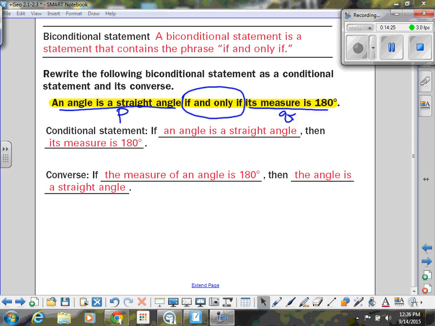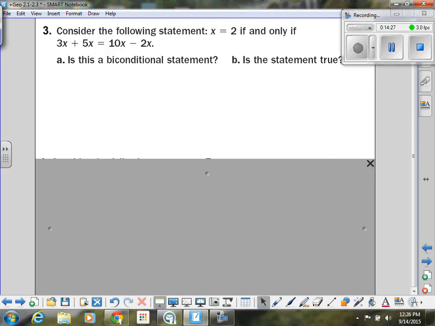All right, so let's look at an example. We're going to consider this statement: x equals 2 if and only if 3x plus 5x equals 10x minus 2x. First of all, is this a biconditional statement? Yes. How did you know? "If and only if." Now we need to figure out, is this true? We need to see if it works both ways. So if this is my P and this is my Q, what do I do to test if P then Q is true?